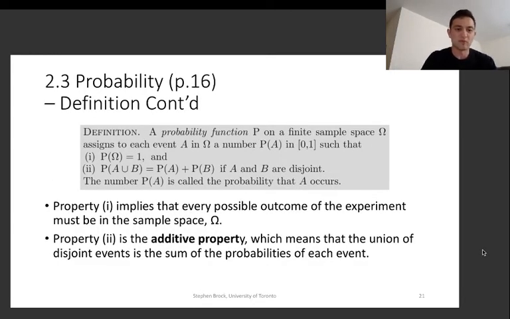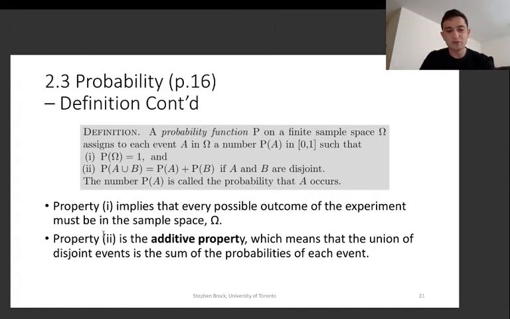So what does this mean? Well, property I, or property 1, implies that every possible outcome of the experiment must be in the sample space. So this is important. It means that every time you perform the experiment, with 100% probability, the outcome is one of the outcomes in the sample space.